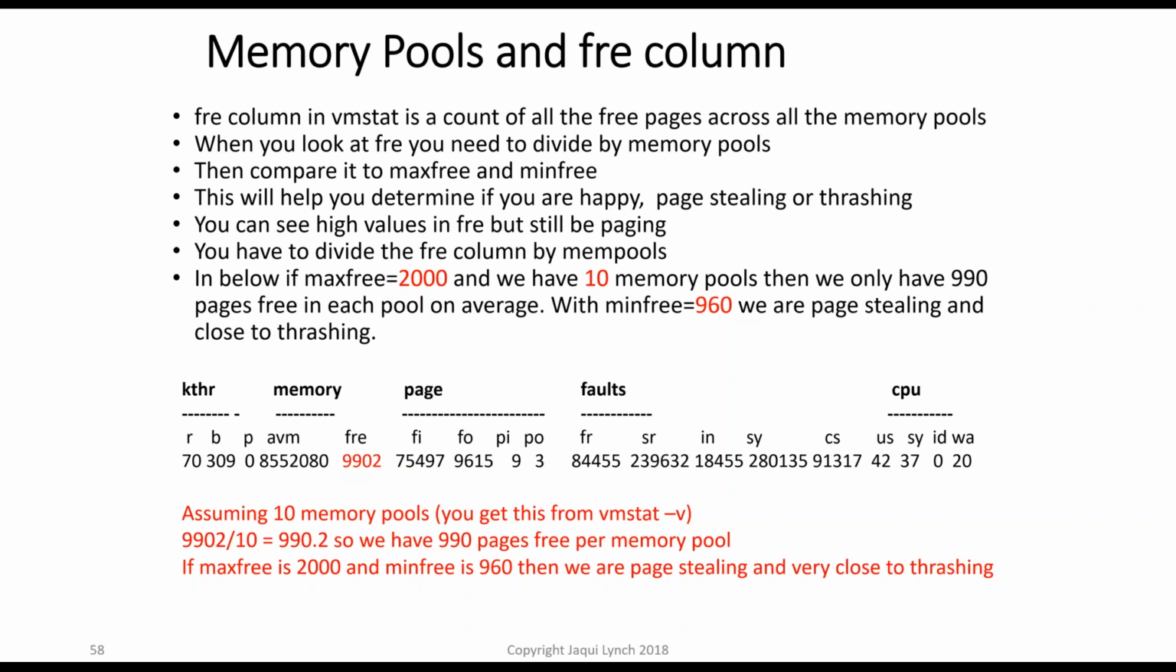So what people didn't understand, because it sort of came in later, is that that relationship also has to include the number of memory pools. Min free and max free apply per memory pool. So if I have one memory pool, then these numbers are fine. But if I have 10 memory pools, then I have to take that 9902 and divide it by 10, and I get 990.2. So actually, per memory pool, I only have 990 pages free.